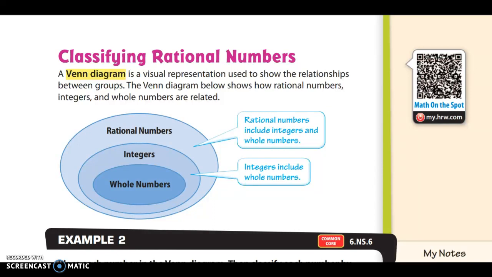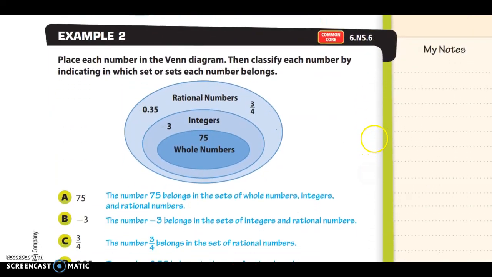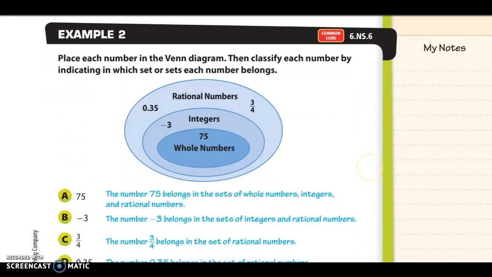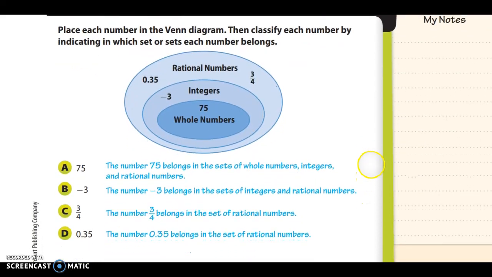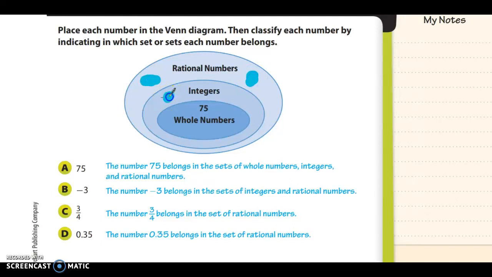So let's check out how it gets used here. Let's go to the example, and let's pretend here that we didn't know where these numbers were. I'm going to go ahead and put some blue on and smudge these out. Let's go read the directions. The directions are here at the top. It says, place each number in the Venn diagram. Then classify each number by indicating in which set or sets each number belongs.